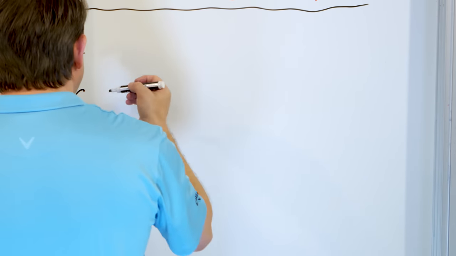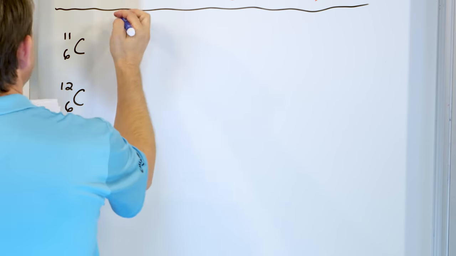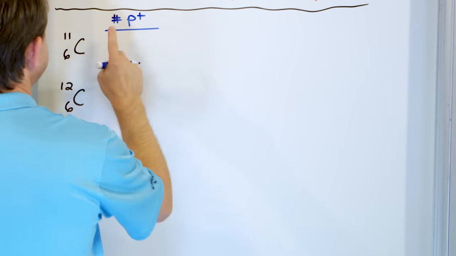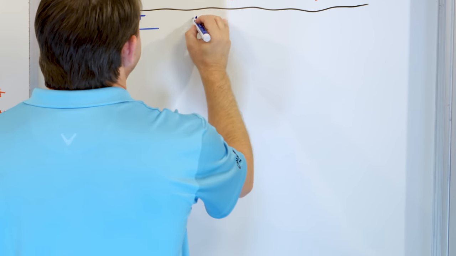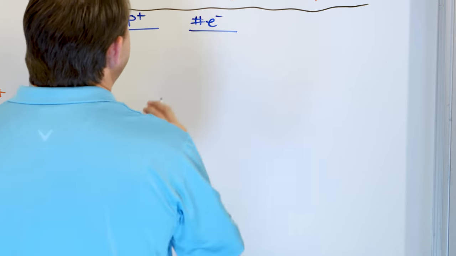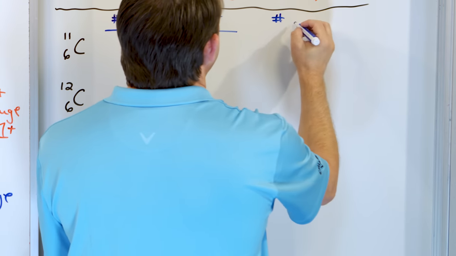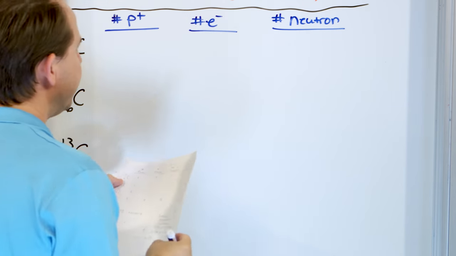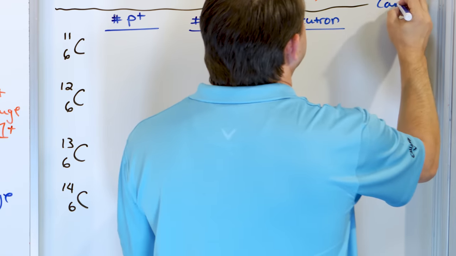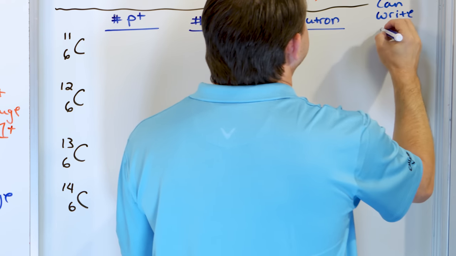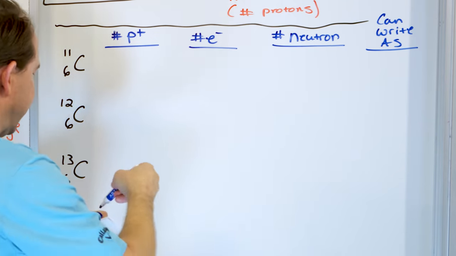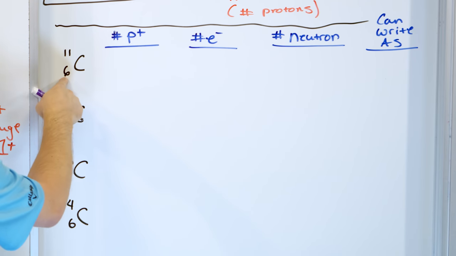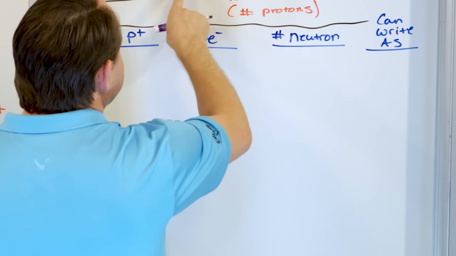Now let's go over here and let's ask ourselves, what are the number of protons in this thing? Let's look at what the number of electrons are in this isotope here. Let's look at the number of, I'm going to put N for neutrons, number of neutrons here. And we'll understand this last column in just a second. Okay, so what did we figure out? Well, this is carbon, it's got 6 protons. The bottom number is always the atomic number, the number of protons.